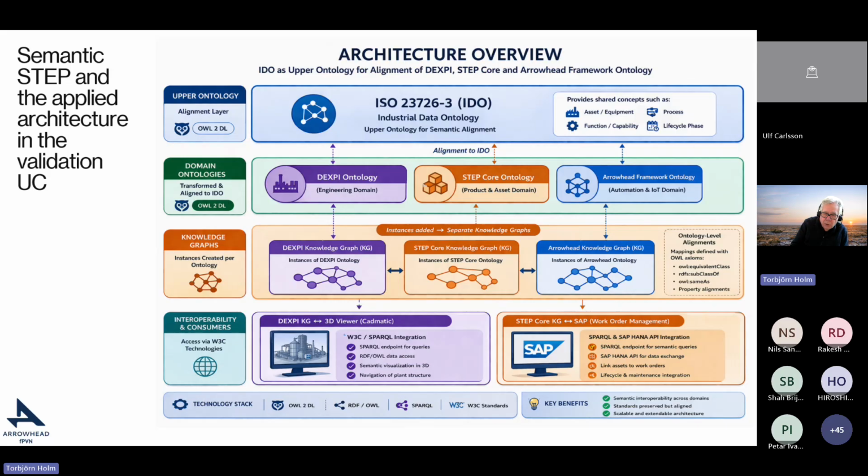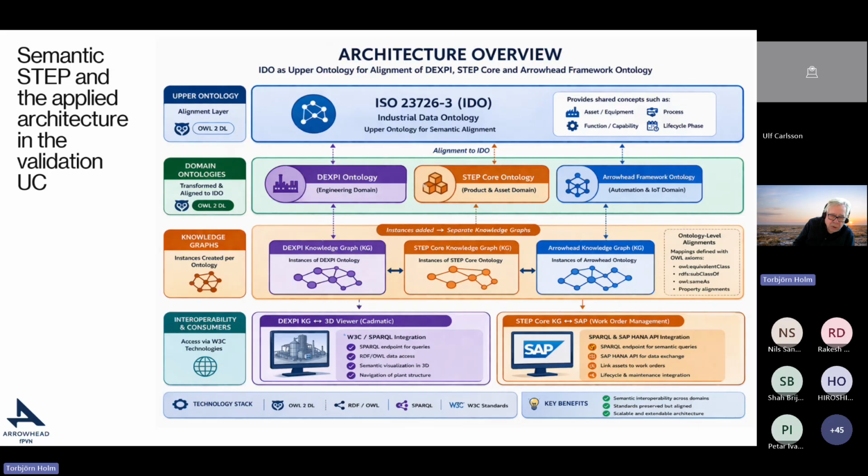What has been done at Luleå Technical University is that they created an ontology out of this cyber-physical system. So we have very stable things in the two others. They are rather stable when it comes to information, while the Arrowhead framework ontology is about very dynamic data, sensor readings, and so on. Of course, we like to try this also. So we got instance data. We created knowledge graphs: one DEXPI knowledge graph, one STEP core, or in some cases two STEP core, one for the product and one for the plant, and one Arrowhead knowledge graph.